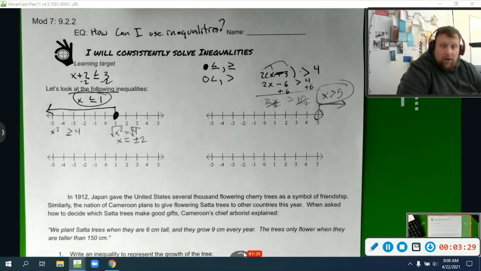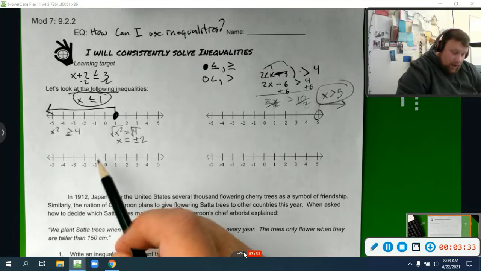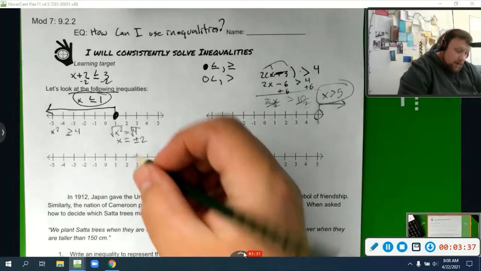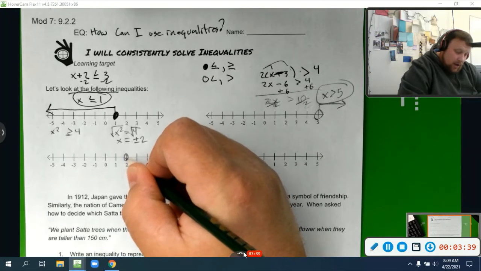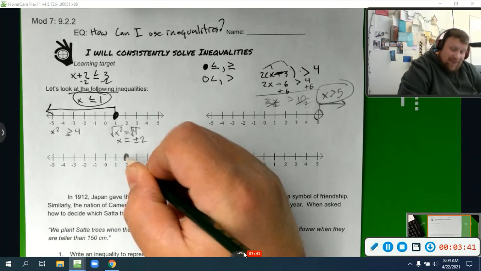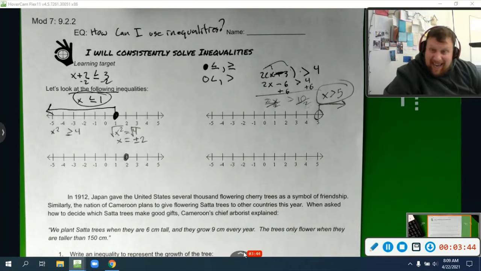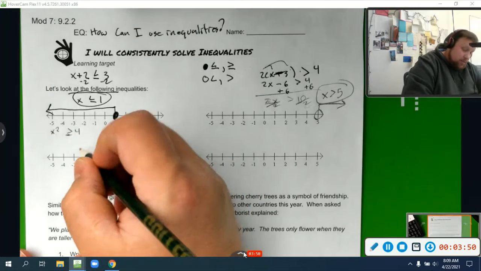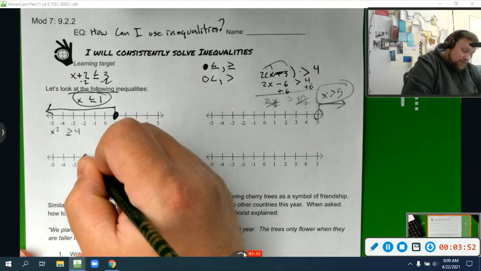So here's what I know. I know that 2 squared is greater than or equal to 4 because 2 squared is 4. 4 is equal to 4, right? So I'm going to have an upper boundary, closed dot, at 2. But here's what else I know. Isn't negative 2 squared also 4? So negative 2 squared would be greater than or equal to 4. So boom, I'm going to have a closed dot at negative 2.